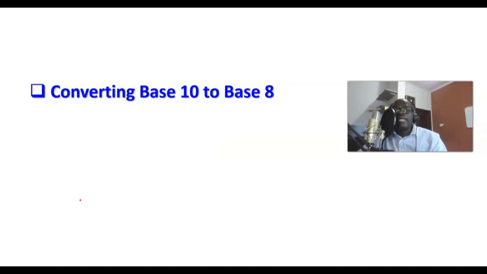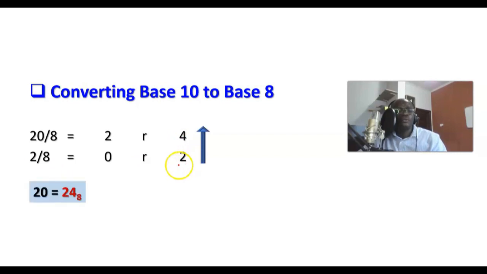How about converting base 10 numbers to base 8? Again, you divide whatever number you want to convert to base 8, you repeatedly divide it by 8 until you can't divide anymore. So 20 divided by 8 equals 2, and it leaves a remainder of 4. Next, we pick this number 2 here. 2 divided by 8, it is 0. It leaves you the remainder 2. So what we have is 4 and 2, writing it starting from the bottom, what we have is 2, 4. So 20 in base 8 is 2, 4, all right?